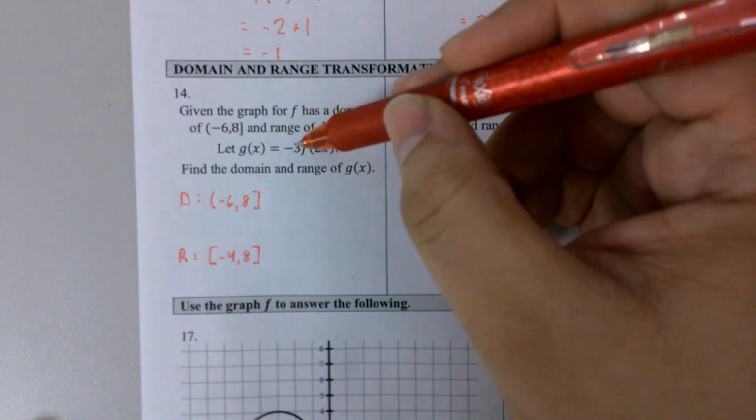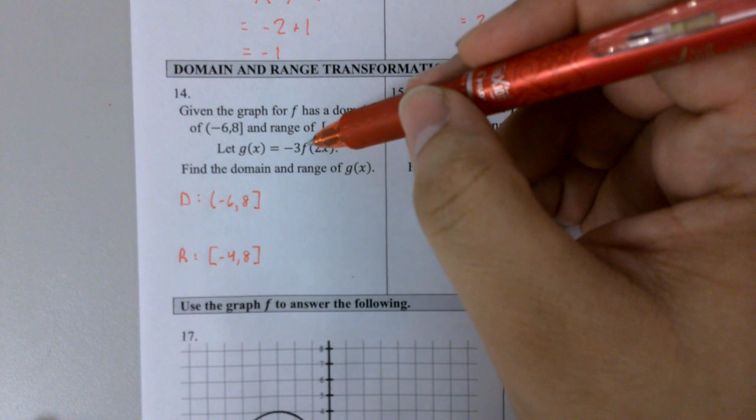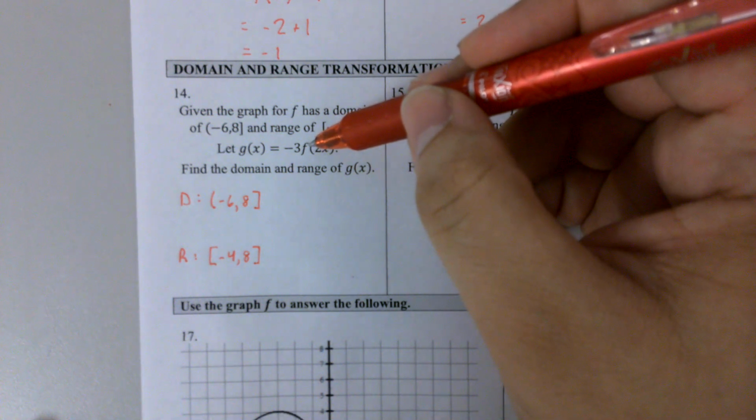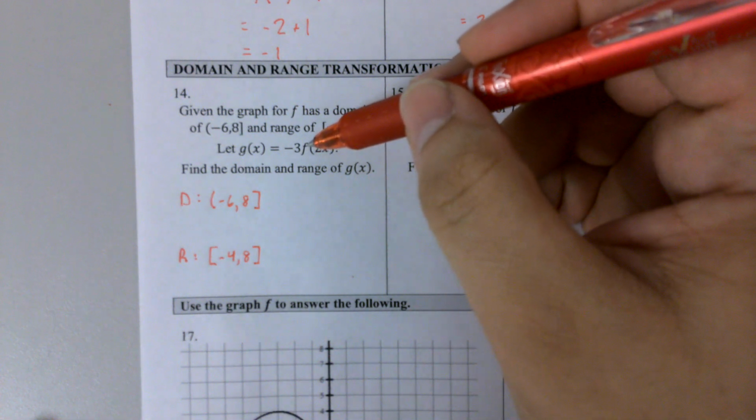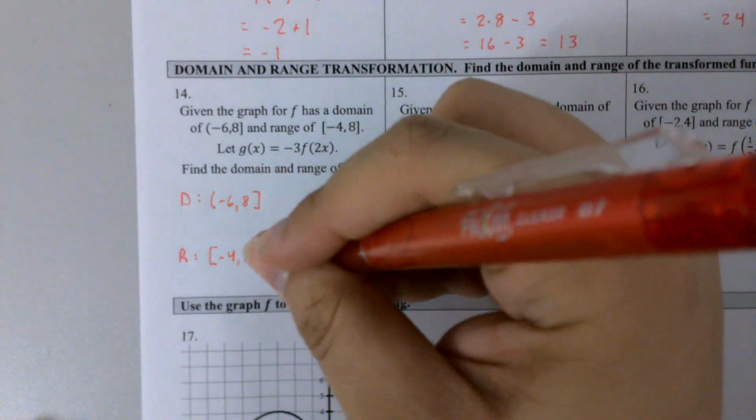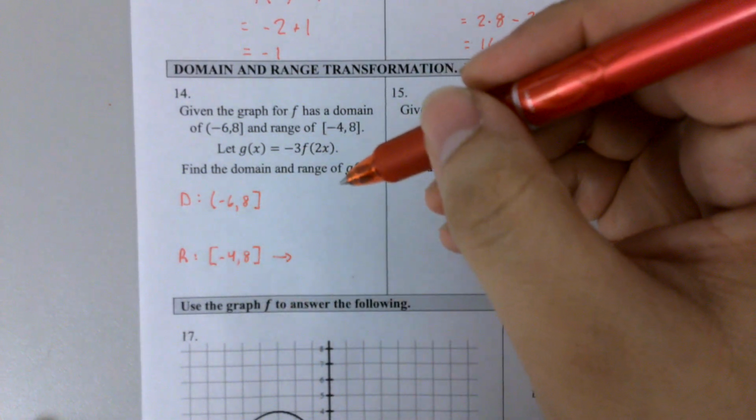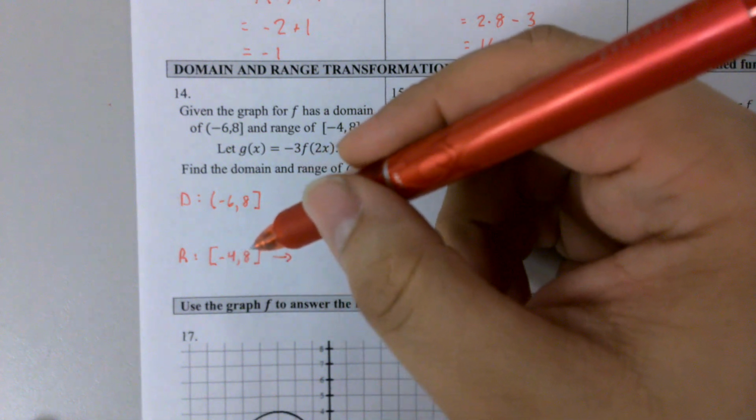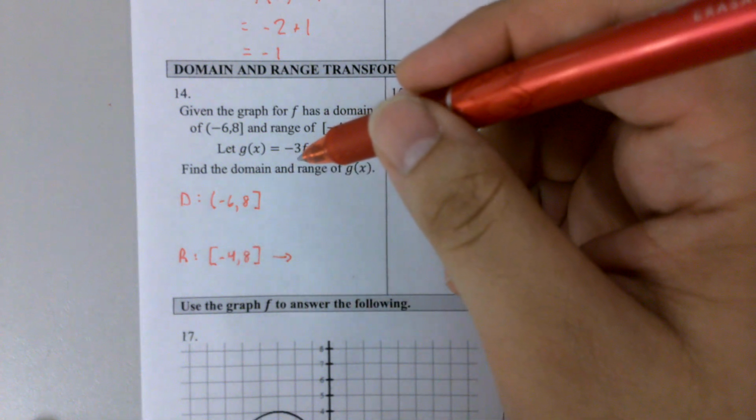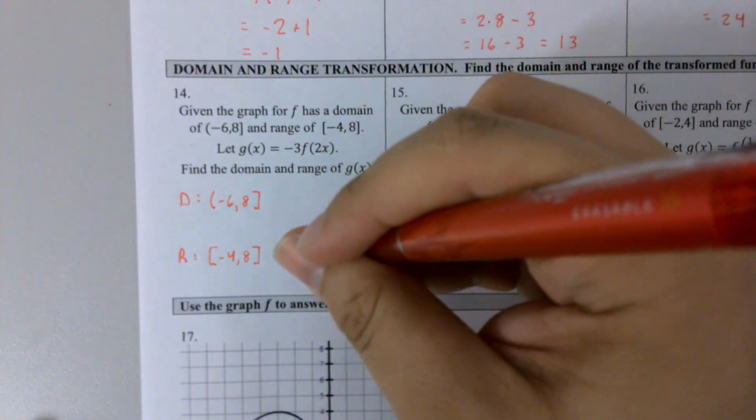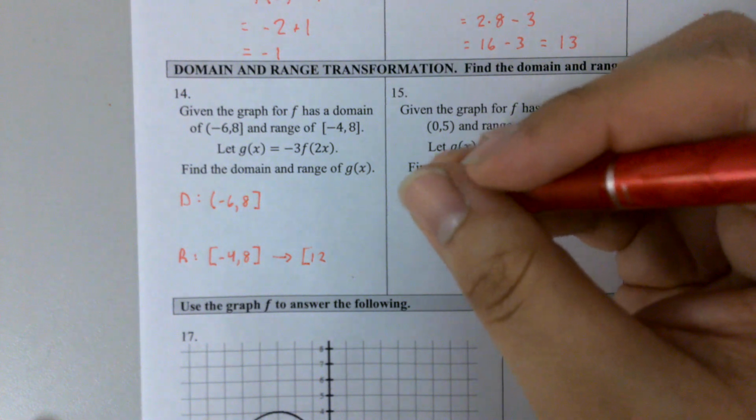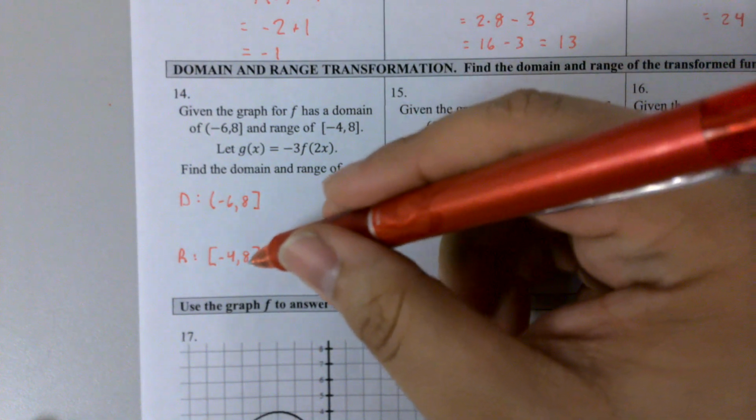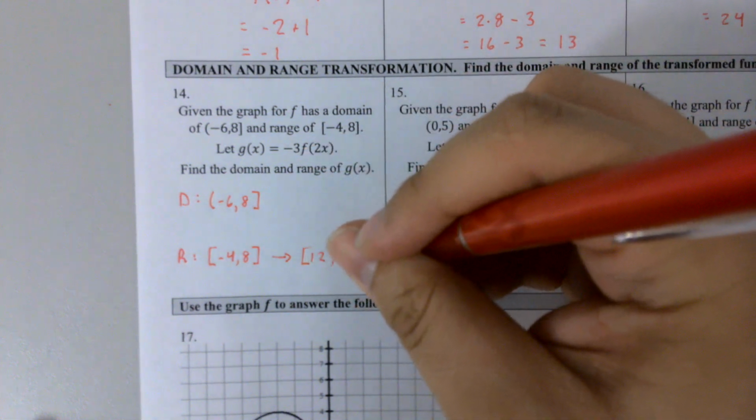First, we have this minus 3 out front. Remember, a number out in front of the function corresponds to a vertical dilation, and it's also going to be a vertical reflection. Both of those are going to affect our range. So we're going to multiply all of our values in our range effectively by negative 3. And if we do that, this comes out to positive 12, because negative 4 times negative 3 is positive 12. And then 8 times negative 3 is negative 24.